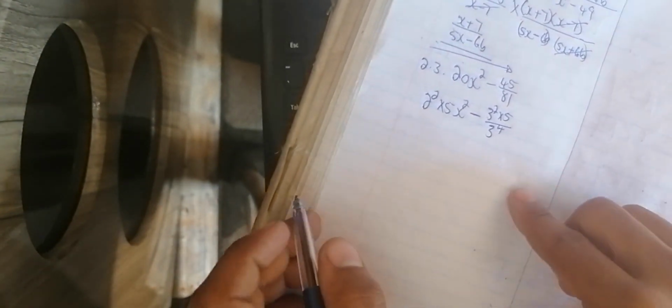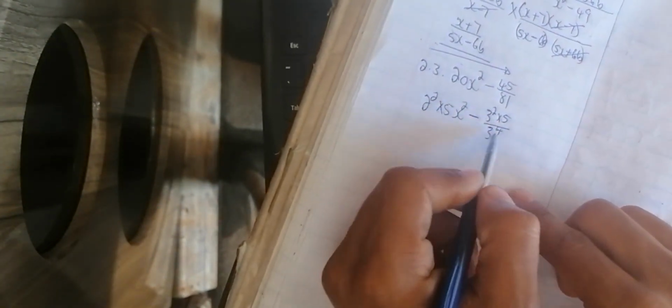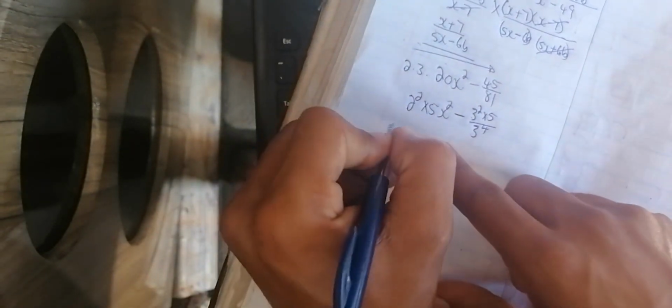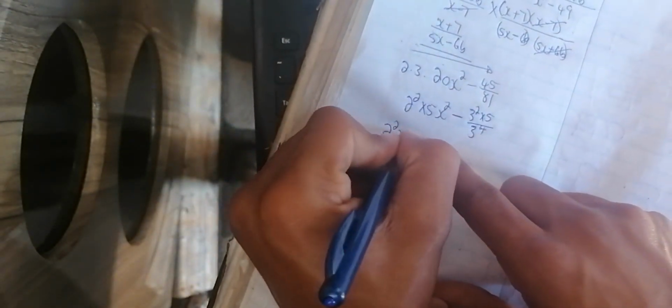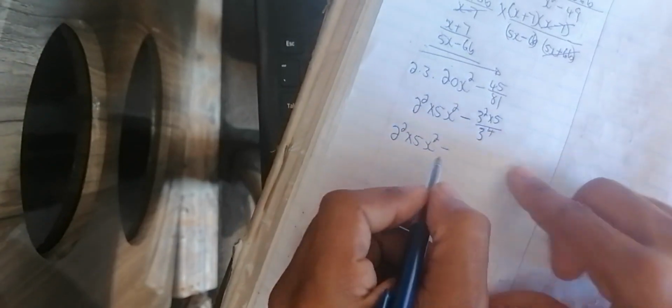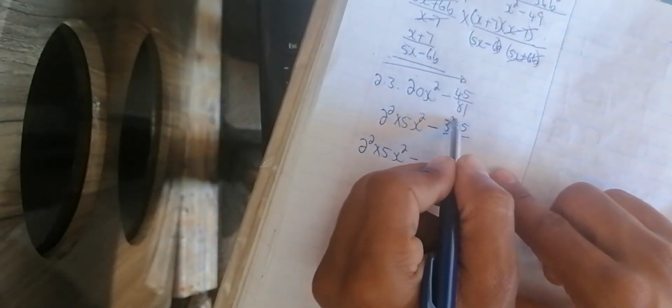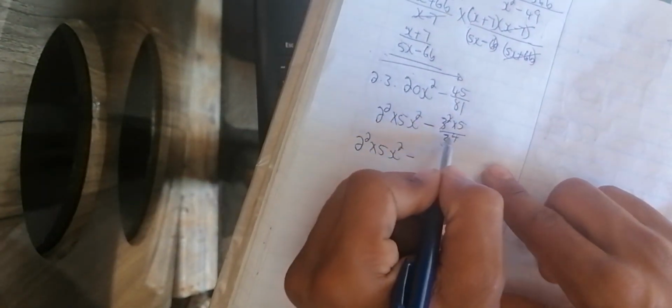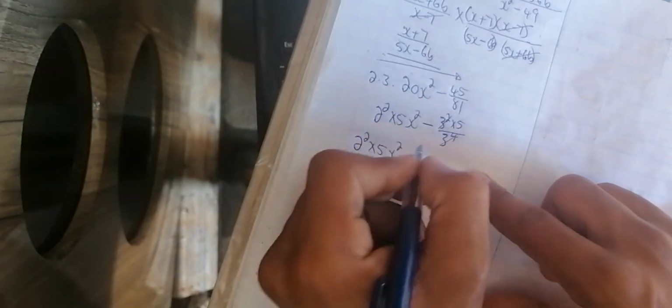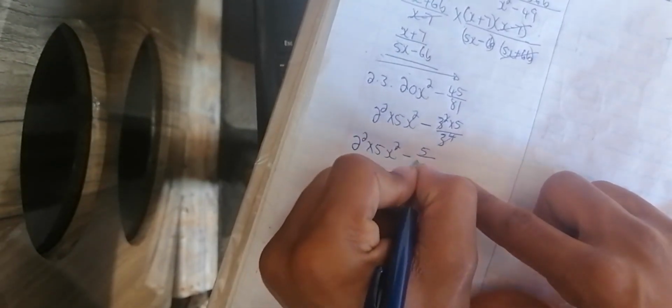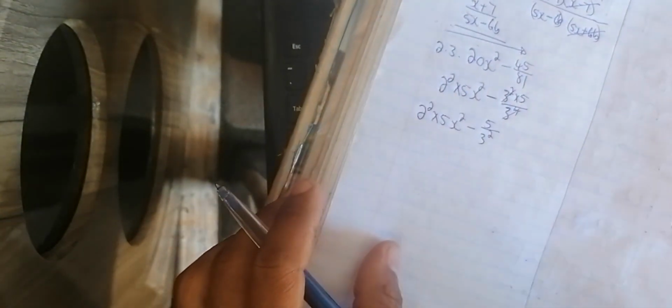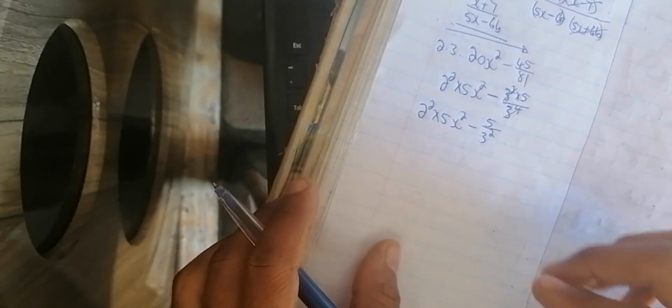Now, I want you to see something here. Right, I'm going to simplify this first, because it can be simplified. So 2 squared times 5x squared minus, I have 2 of these. When I cancel 2, I'm left with 2 on the denominator. So this is 5 over 3 squared. Something worthy of noting. And then from there, what is it that I can do?